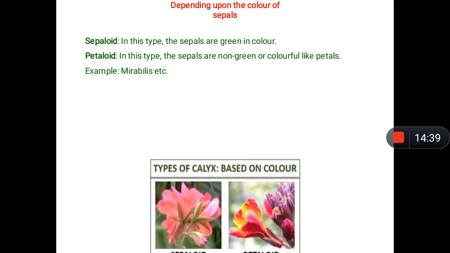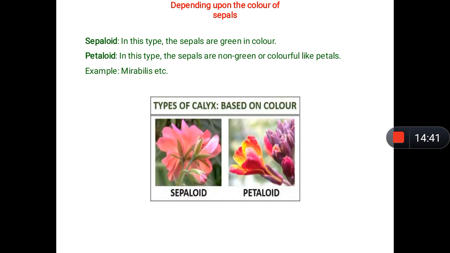So there are two types of calyx depending upon the color, sepaloid and petaloid. As sepaloid, they look like sepals, but sometimes they look like petals, petaloid. So here we can see the sepaloid one, as it's very common, whereas petaloid you can see in Mirabilis, their color is of the petals.